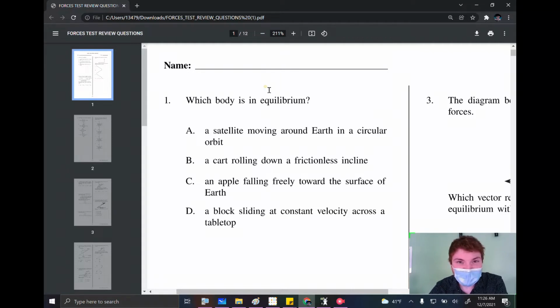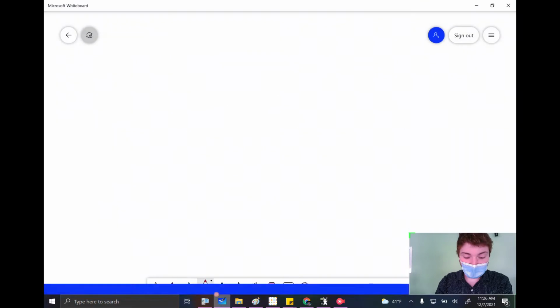It says, which body is in equilibrium? We have a satellite moving around Earth, a cart rolling down a frictionless incline, an apple falling freely toward the surface of Earth, or a block sliding at a constant velocity. Now, when we're talking about equilibrium, we're talking about all my forces canceling each other out. We're talking about all the forces.